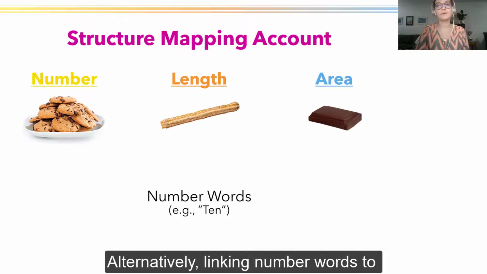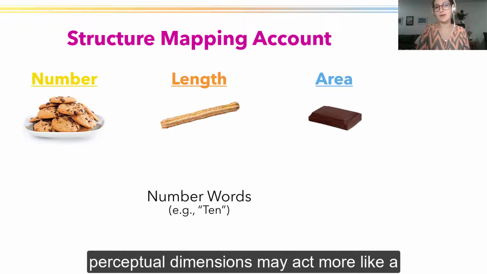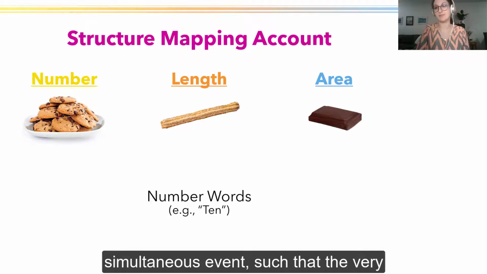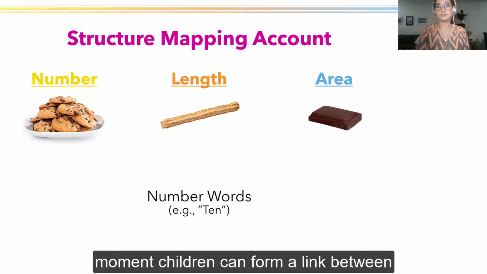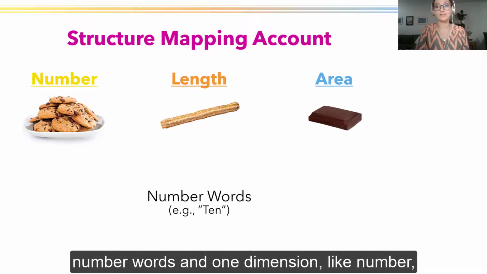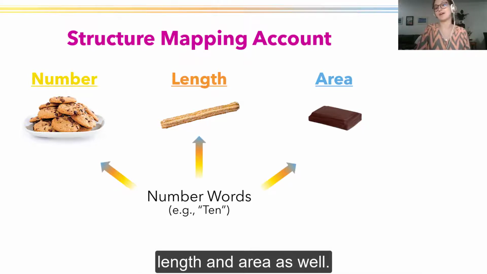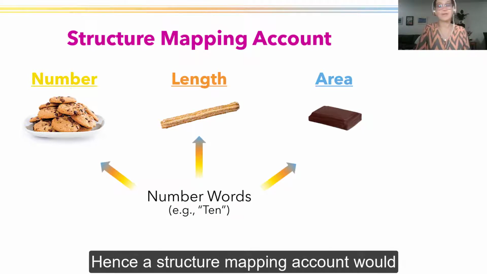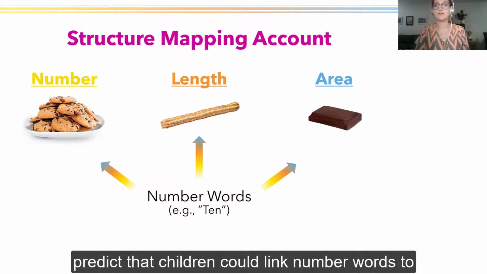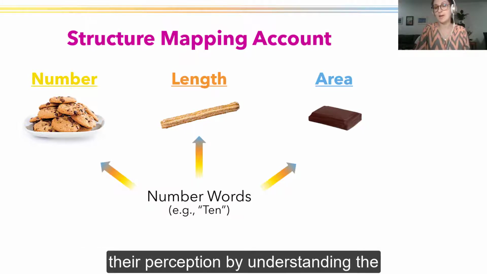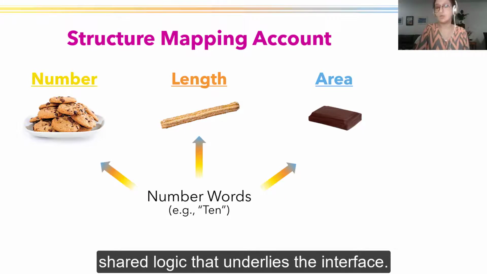Alternatively, linking number words to perceptual dimensions may act more like a simultaneous event, such that the very moment children can form a link between number words and one dimension like number, they can do so in others like length and area as well. Hence, a structure mapping account would predict that children could link number words to their perception by understanding the shared logic that underlies the interface.